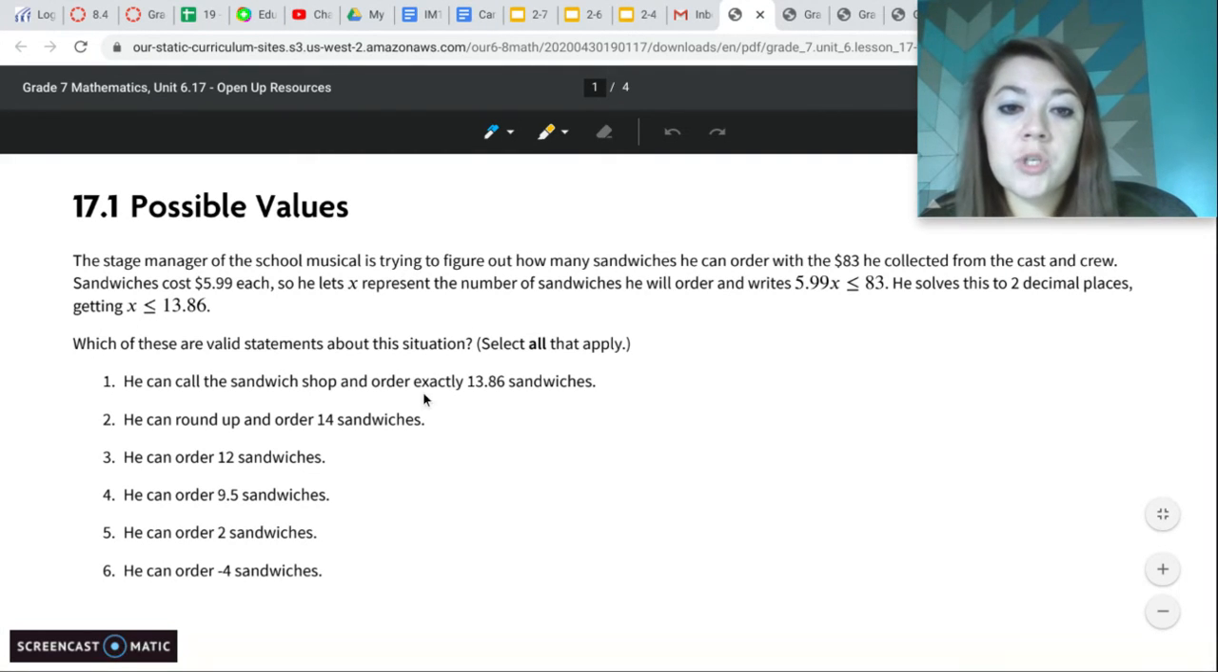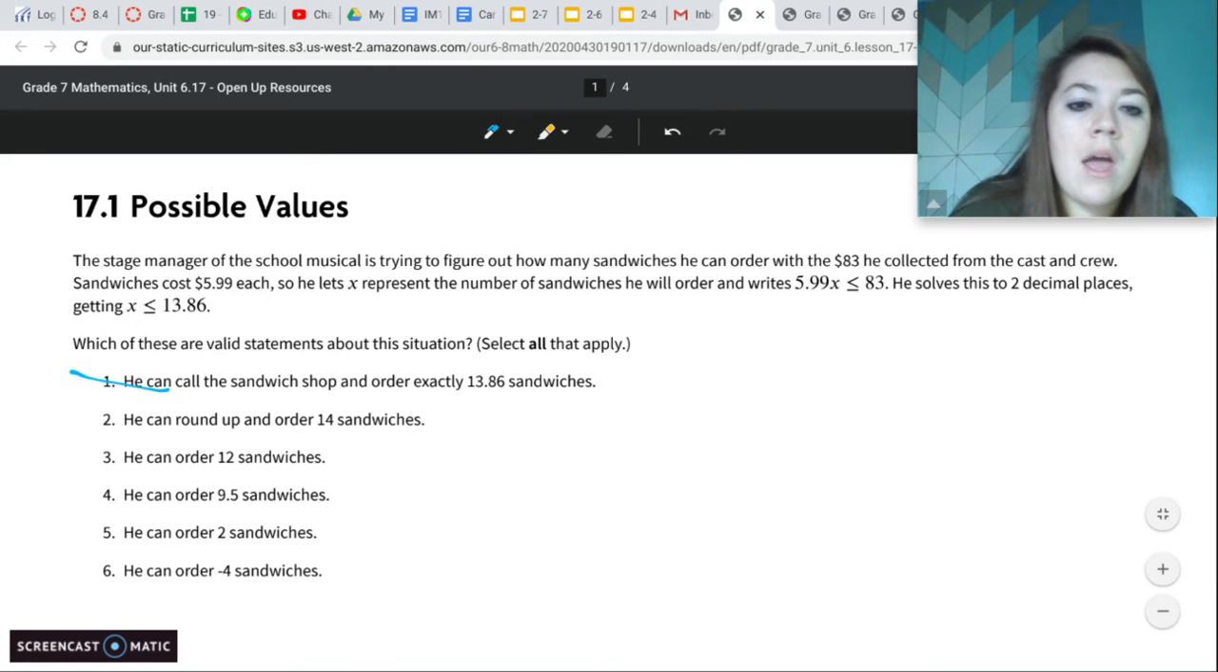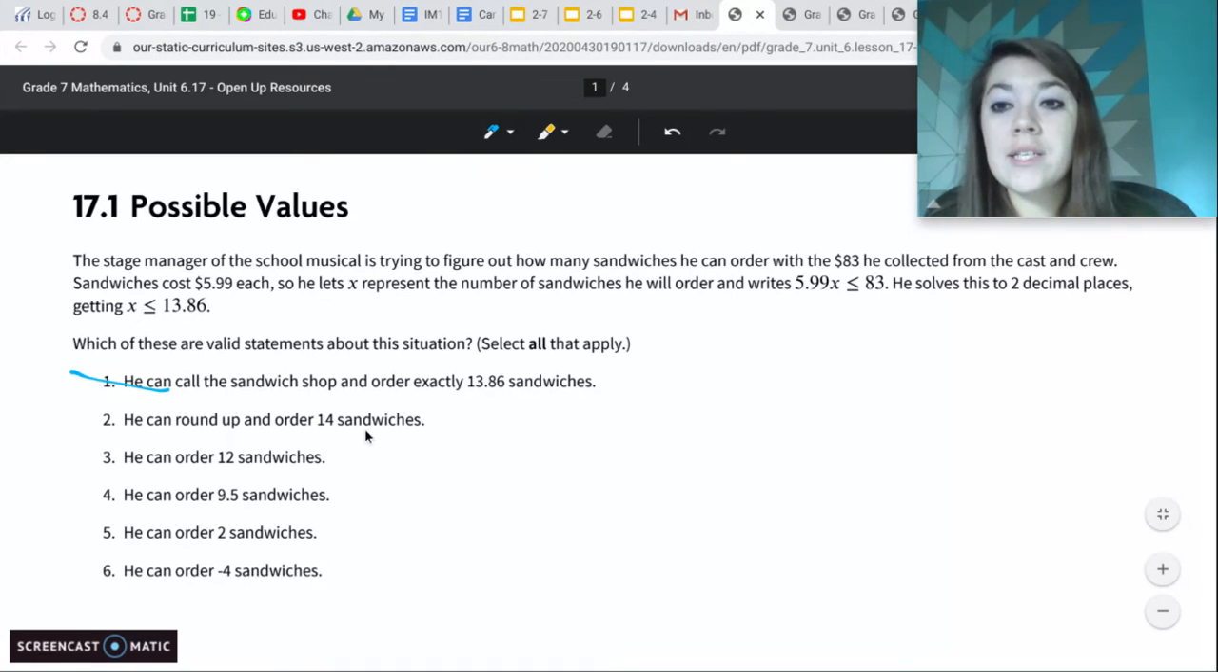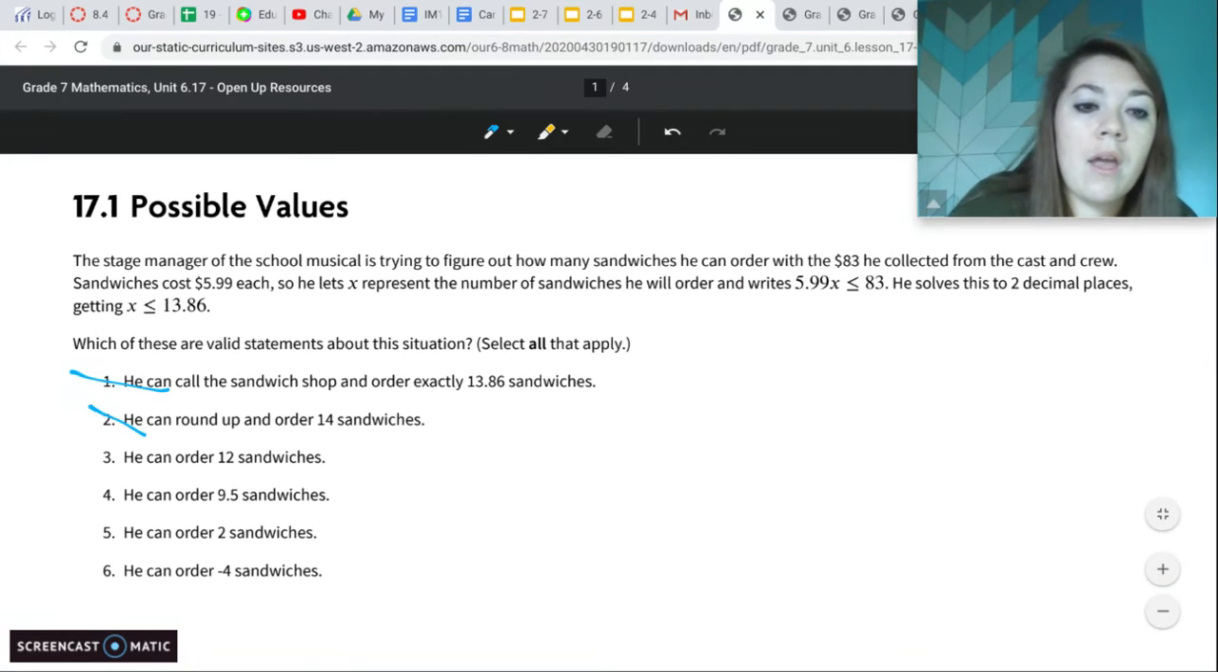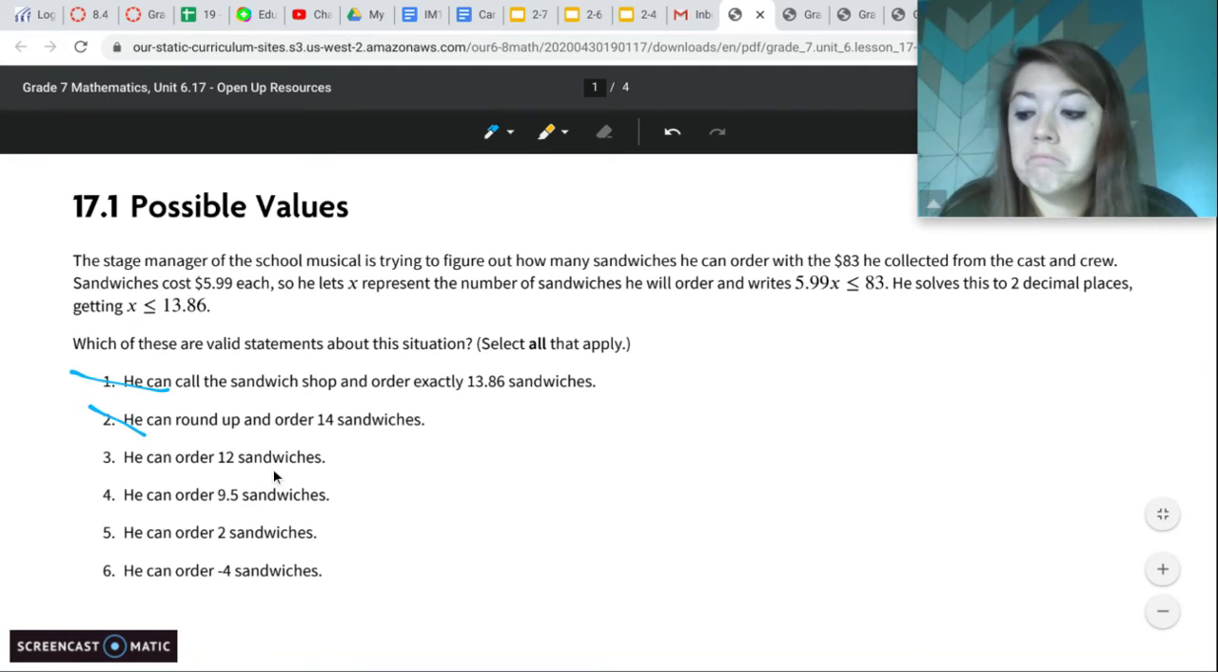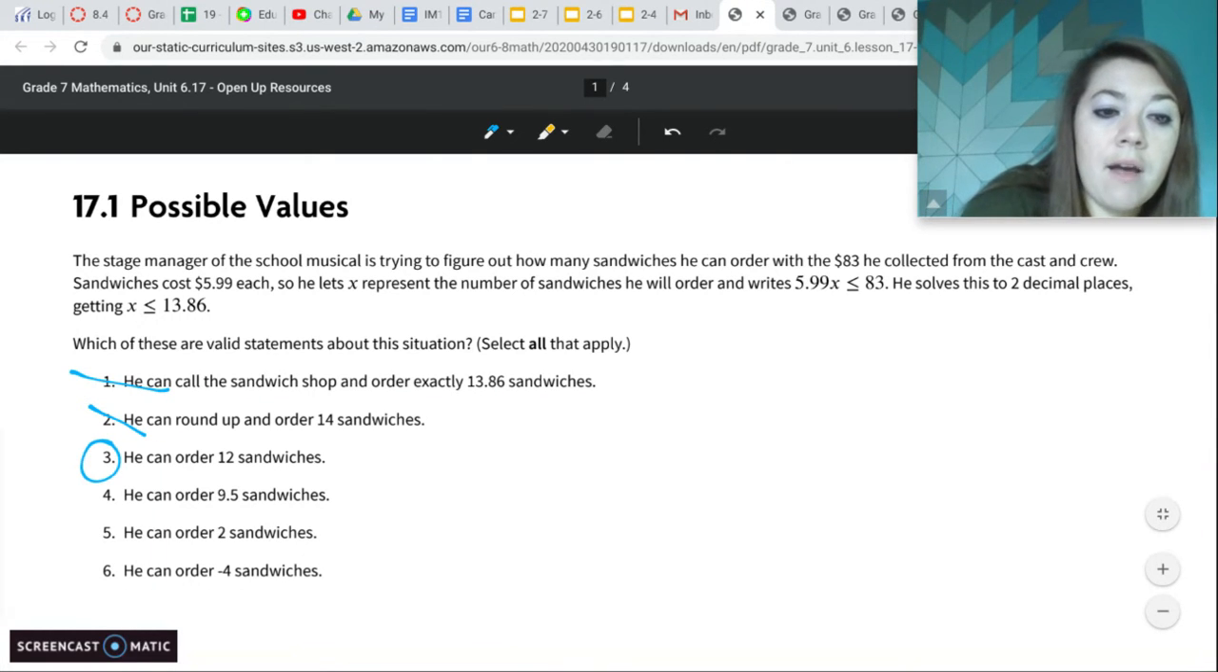So he can call the sandwich shop and order exactly 13.86 sandwiches. Can we have 0.86 of a sandwich? No. He can round up and order 14 sandwiches. Does he have enough to do that? Nope. He can order 12 sandwiches. Yeah, he definitely could. He's got enough for that.